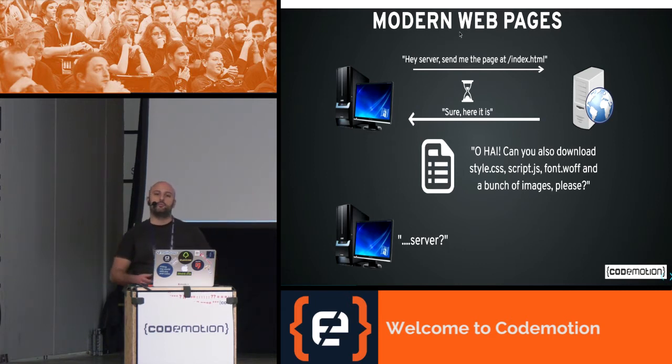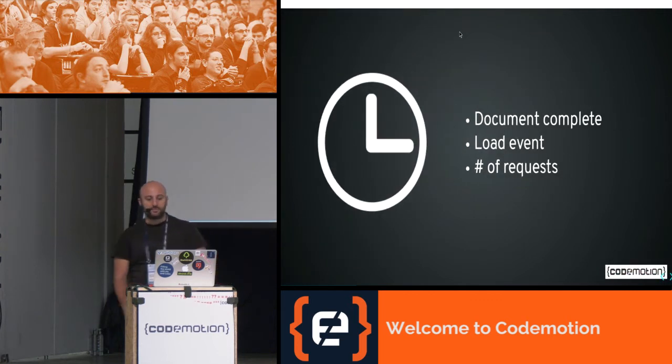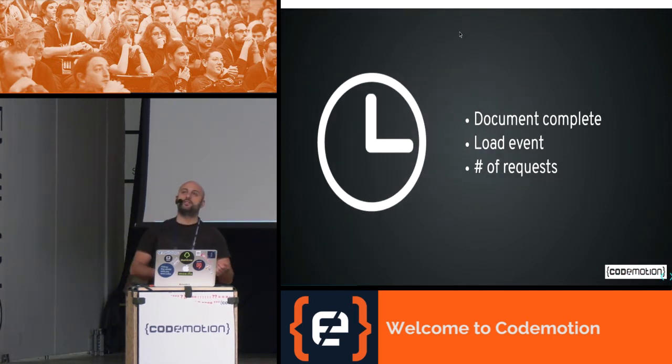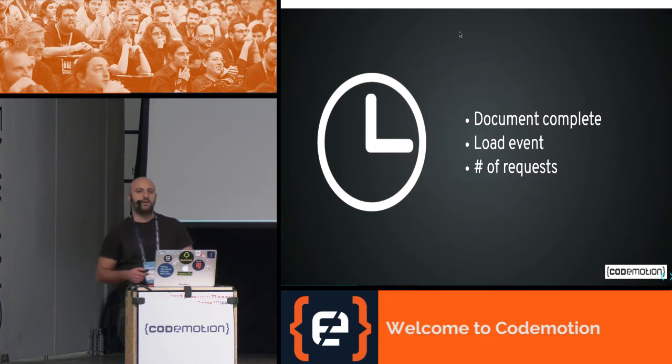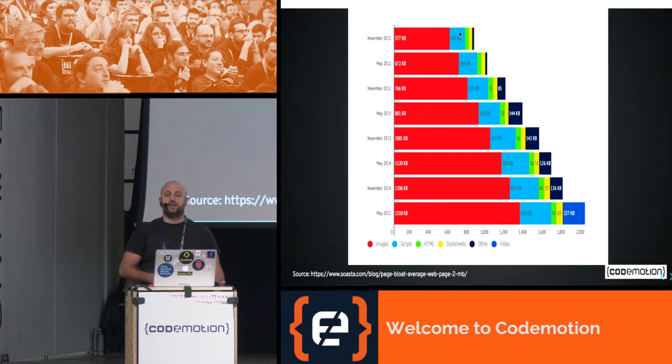So we're no longer able to keep track of the single server response time, and we need to measure performance in a different way. We need to measure how much it takes for the document to be complete, how much it takes for the load event to be performed, and how many requests we are actually making. The idea is that we should at least try to keep this number of requests and the amount of stuff that we have the browser download as low as possible. But Vincenzos tend to win.